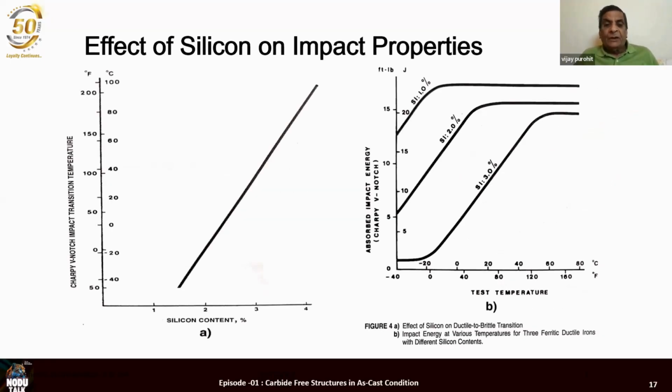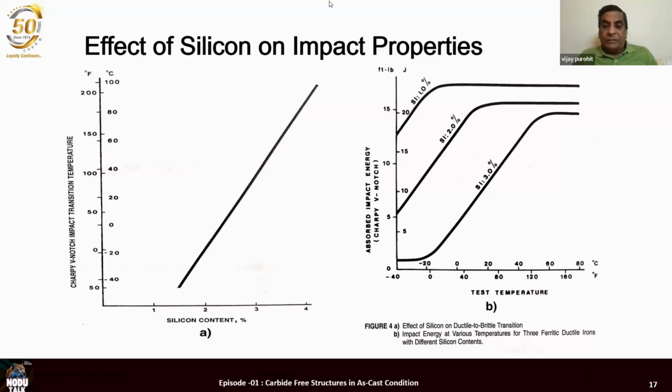Next slide, please. Now, this is the most important slide and most important effect of silicon on the impact properties. Look at the right-hand side figure first, the S-shaped figure. In the middle of this line, there is a point which is known as a transition point, transition temperature. On the y-axis, we have got the impact energy, Charpy impact energy. And on the x-axis, we have got the test temperature.